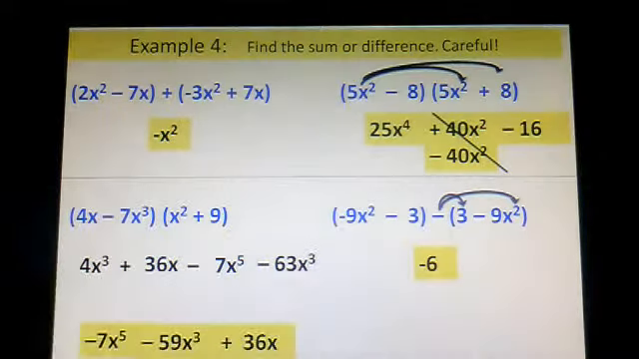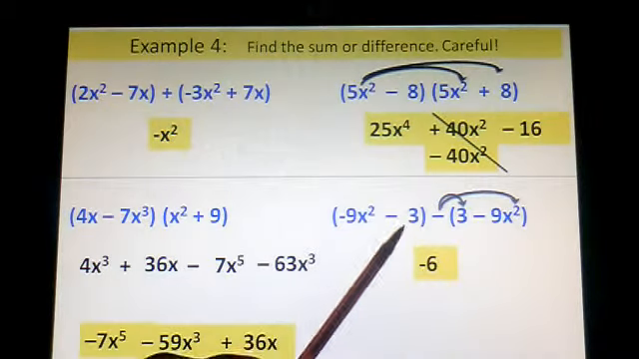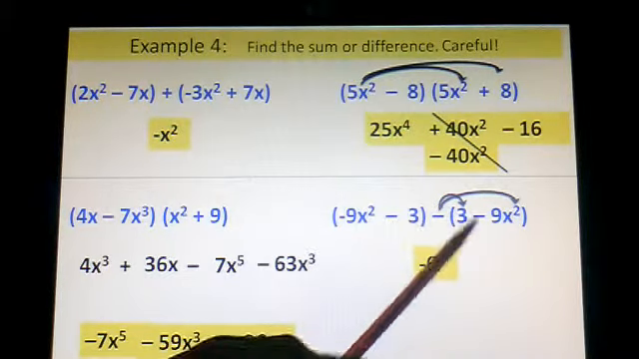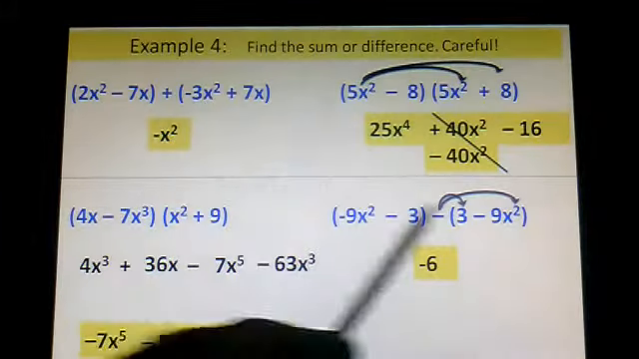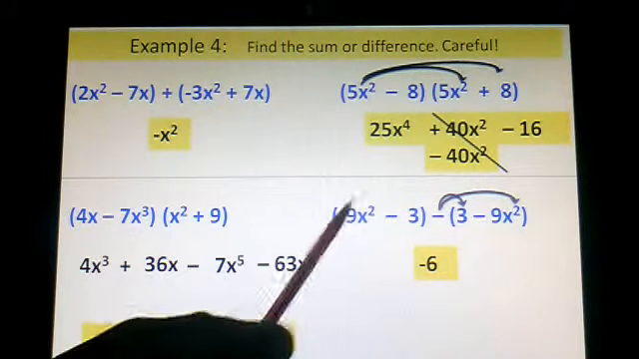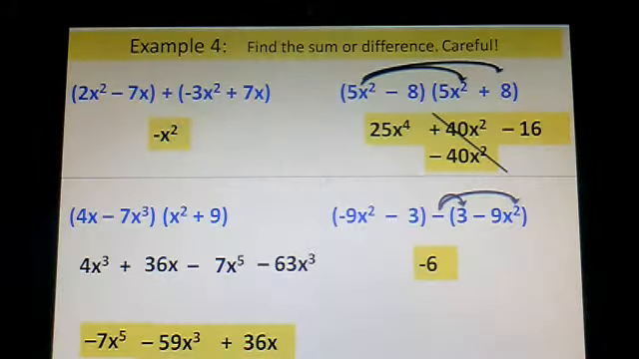And then this last one, everything canceled except for these two, which have negative 3 minus 3, which is just negative 6. This negative sign became positive, which cancels out with the negative that's over here. So hopefully those made sense.